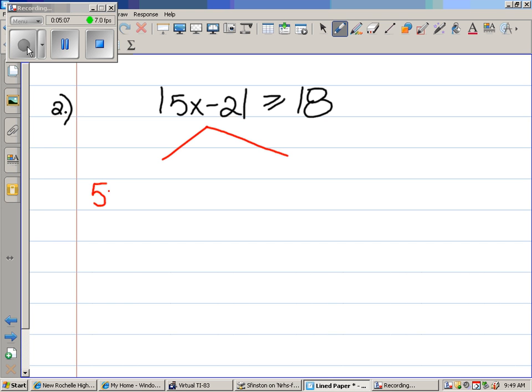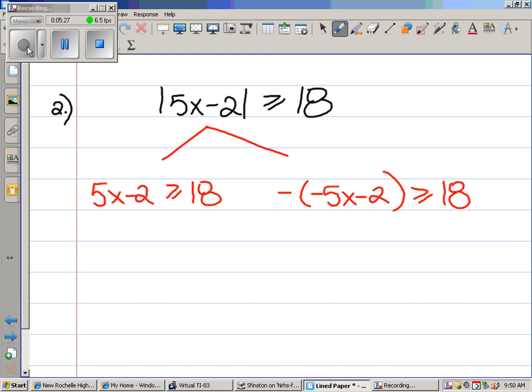Split it up. We got 5x minus 2 greater than or equal to 18. Then we also got to take a look at what happens when negative 5x minus 2, wrong bracket, is greater than or equal to 18. Now let's take a vote. Would you rather distribute or just divide it right now? You like distributing? Okay, let's do it.